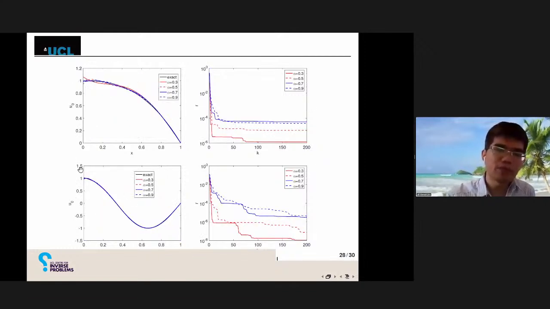And once we have the potential, then we can recover the initial condition. So here we just assume the source is 0. So we can recover this initial condition, and this recovered initial condition is actually quite good. So we can see that the approximation is excellent.